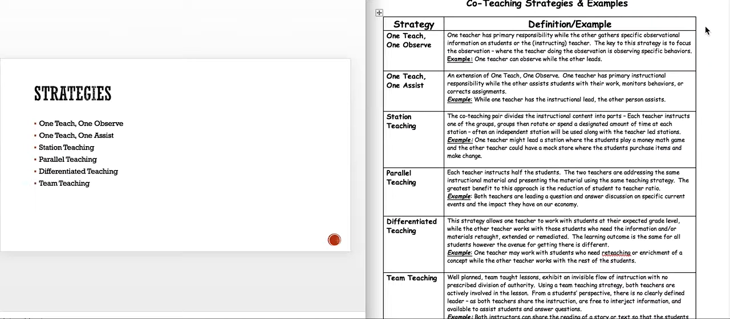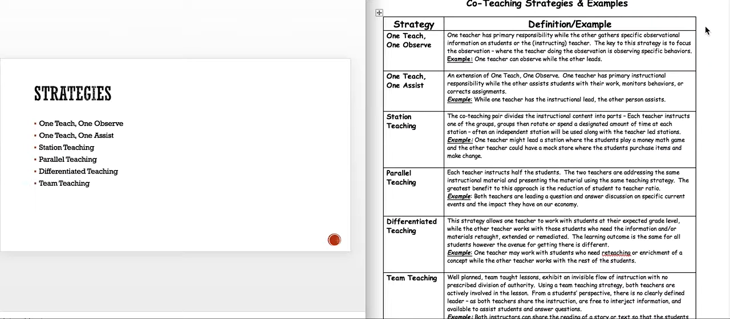The fourth strategy is parallel teaching. Each teacher instructs half of the class or part of the class. The 2 teachers are addressing the same instructional material and presenting the material using the same teaching strategies. So they're doing the same exact thing. The greatest benefit to this approach is the reduction of student to teacher ratio. So both teachers are going to be leading a question and answer discussion on a specific current event and the impact they have on our economy. But instead of having a discussion with one teacher and 30 students, you're now working with one teacher and 15 students, and your other teacher is working with 15 students as well. So it really helps to individualize some of the instruction.